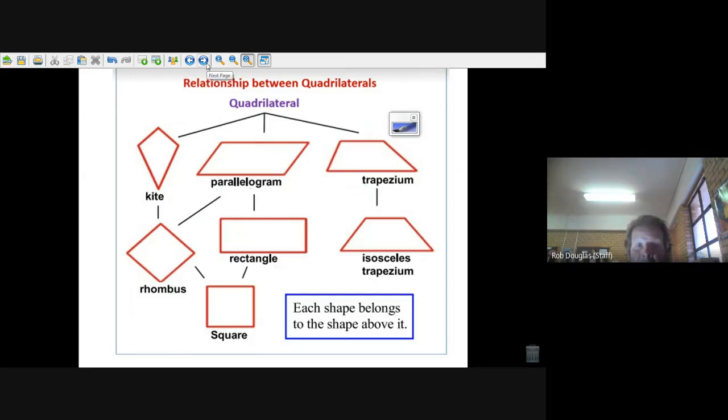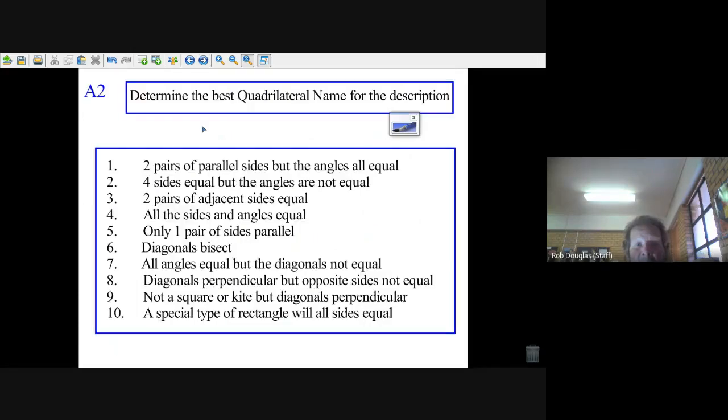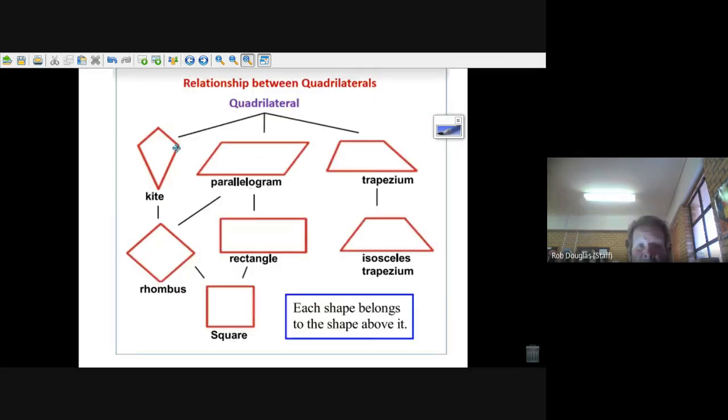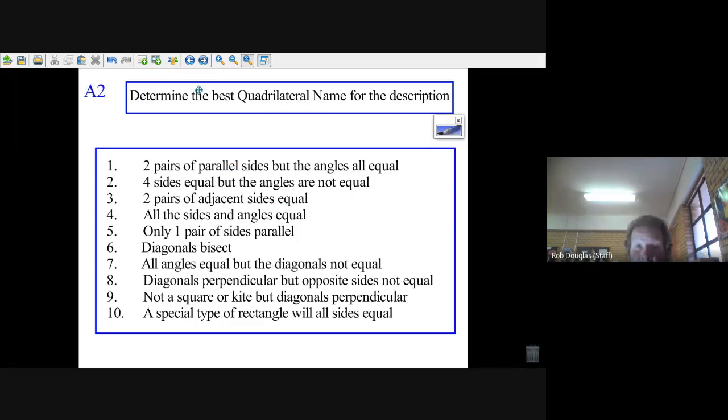Anyways, it can get a little bit tricky. You have to sometimes think really carefully. You'll be given all these questions here, and I give a description, and there's one name that best describes it from this list over here. A kite, a rectangle, a square. You have to fit the right name with the description. And some of it takes a little bit of thinking.